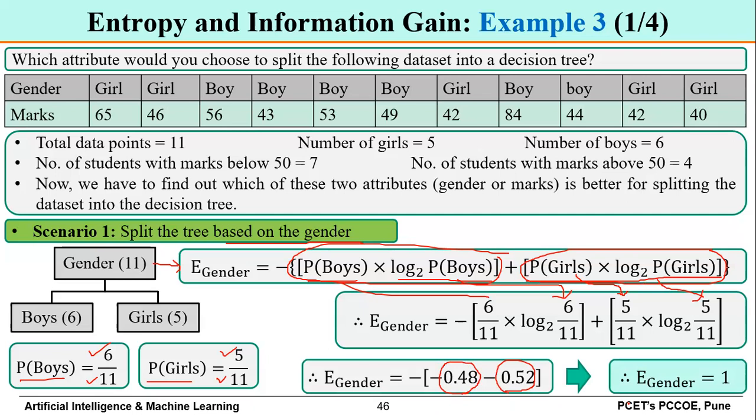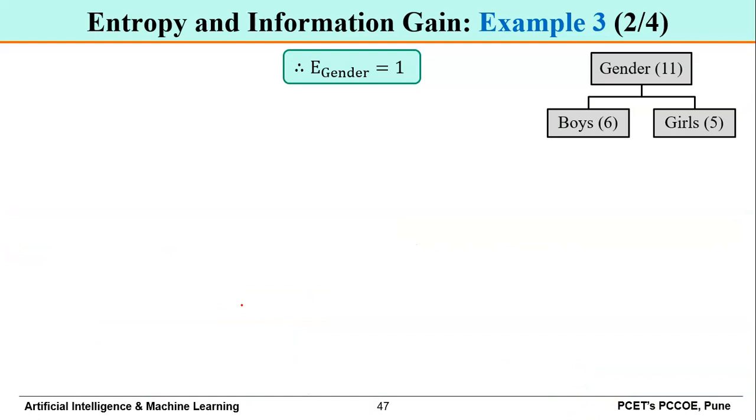And the total entropy for scenario number 1, that is when we decide to split the data based on gender, then the top node entropy is 1. Similarly, we need to find out the entropy for boys as well as girls. So in the previous slide we saw that for the top node we got the gender entropy as 1.